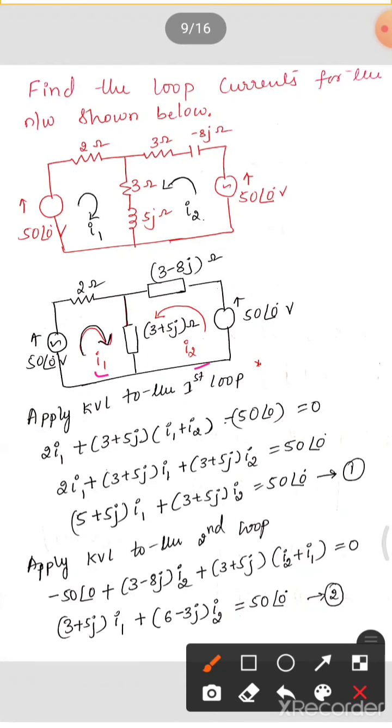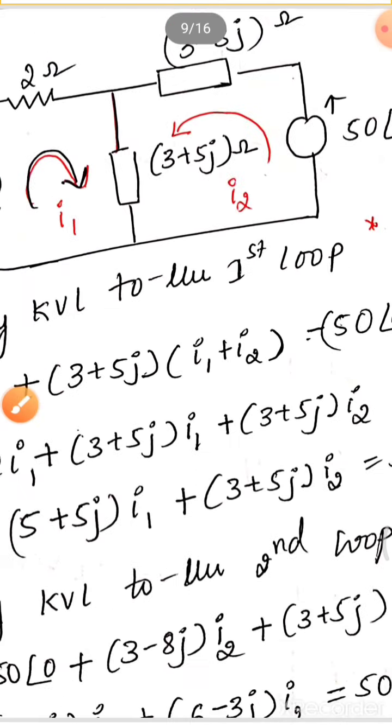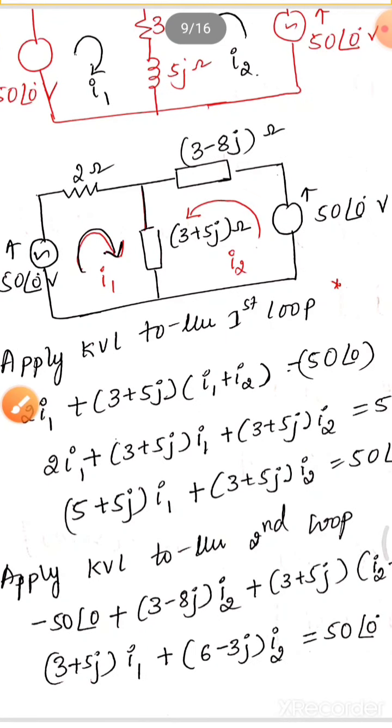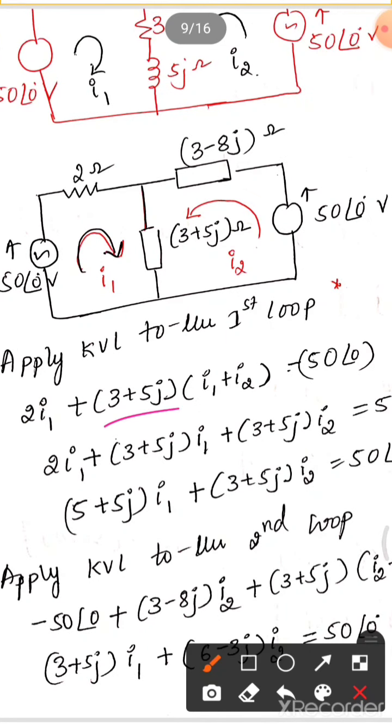I1 and I2. Let's apply KVL for the first loop. Start with the 50 volt source, and you can start from anywhere. I have started from the 2 ohm. 2 I1, plus 3 plus 5j. This is not only a resistance, it is an impedance, so you have to take 3 plus 5j ohm, into the current flowing through this.